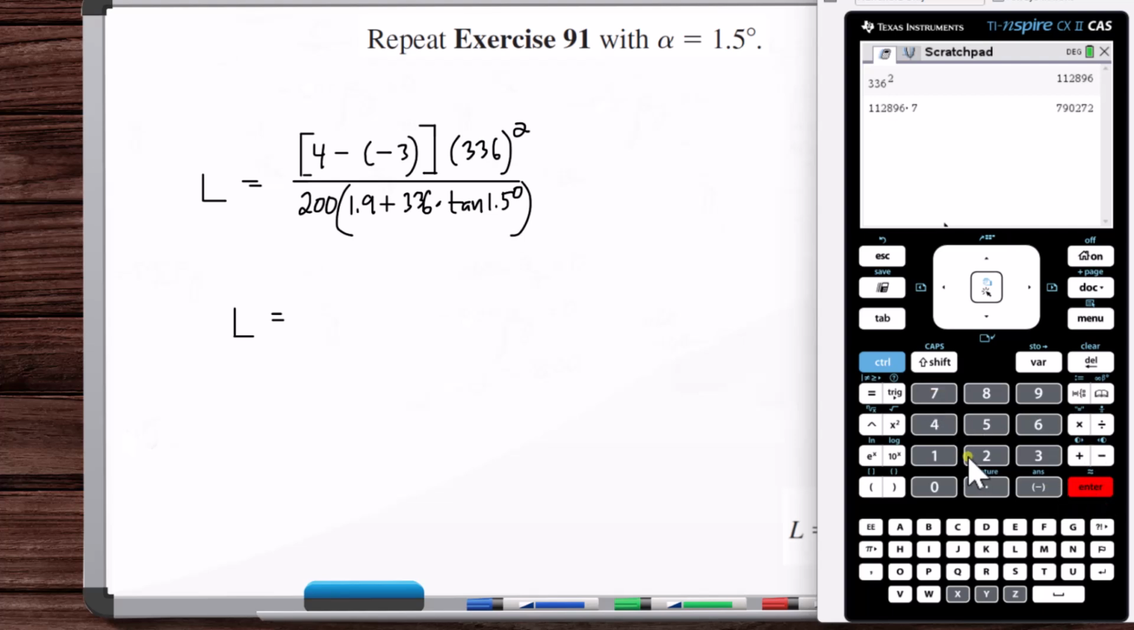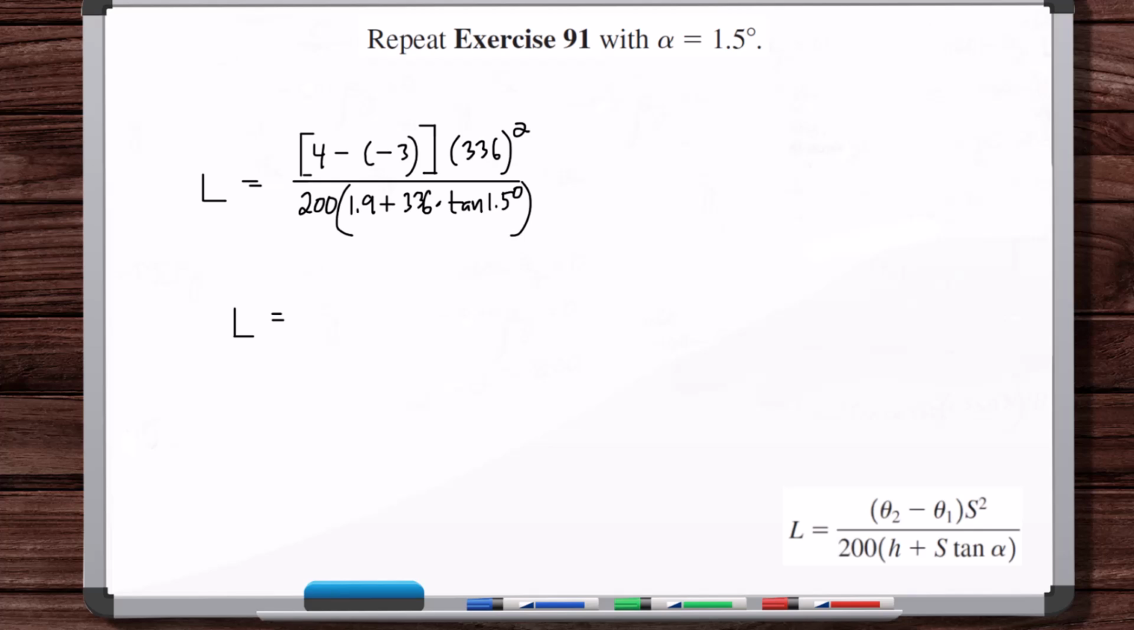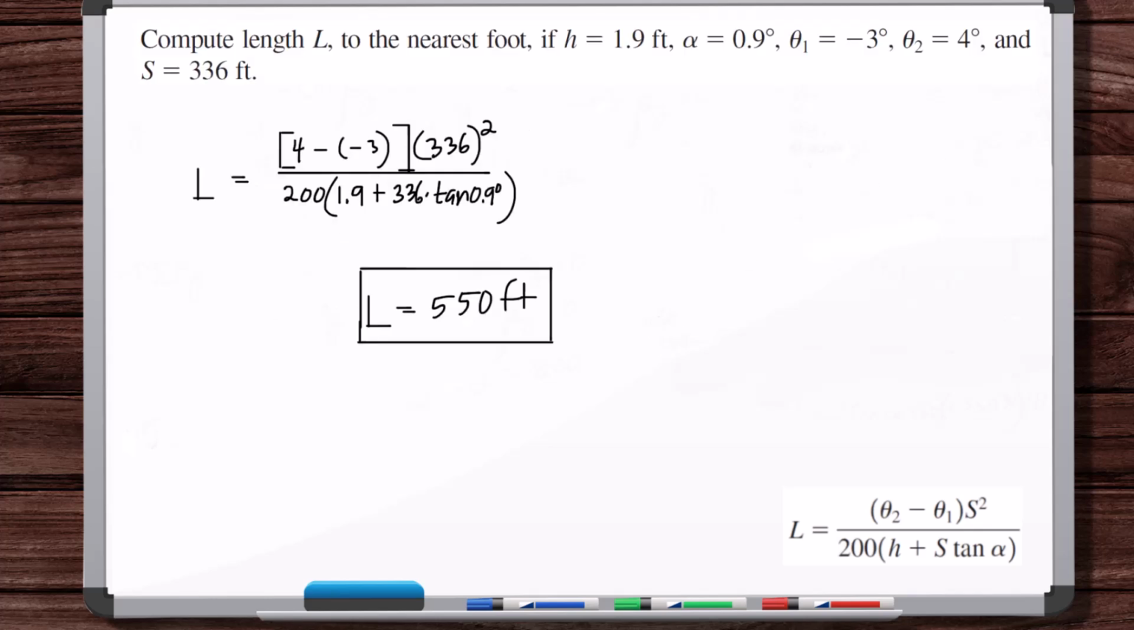Okay, then you've got tangent of 1.5 times 336 plus 1.9 times 200. And now we want to divide this by this. So we're around here, 53 feet. 53, that can't be right. And here it was 550, so I must have made a mistake.